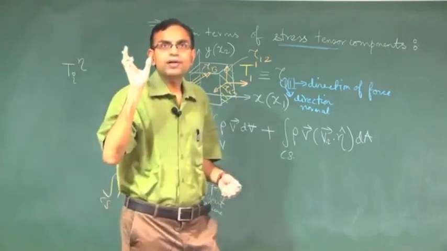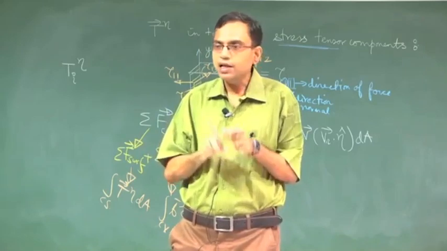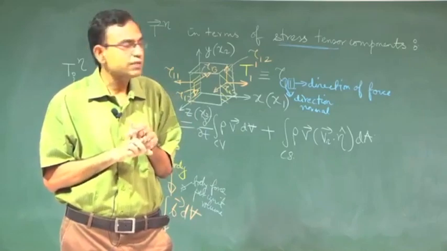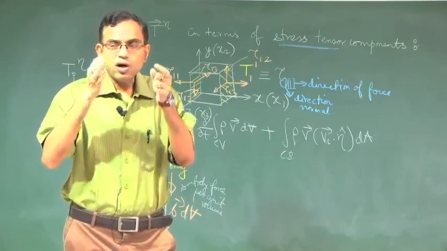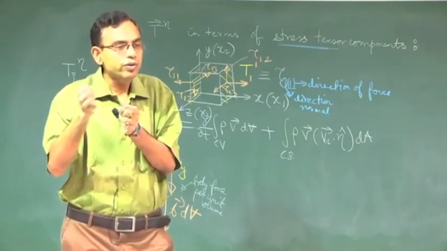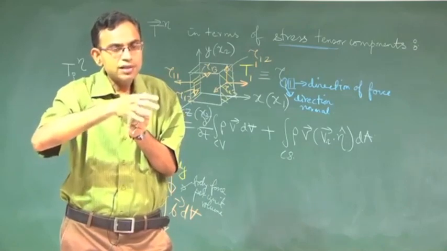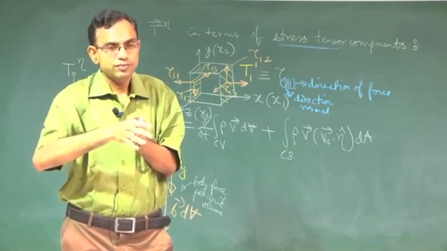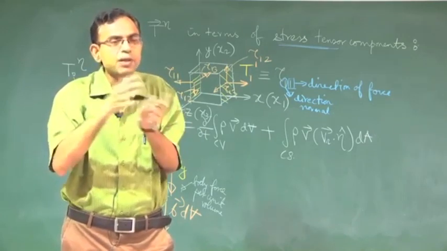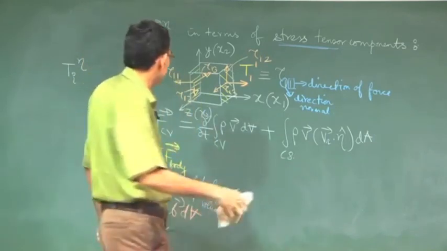So we have learned two notations. One is a traction vector based notation, another is the stress tensor component based notation. The stress tensor component based notation is very convenient because it talks about fixed areas, that is areas either perpendicular to x or y or z, whereas the traction vector concept is based on an arbitrary area. So it would be very nice if the traction vector is expressible in terms of the stress tensor components, and we will try to see how that is possible.